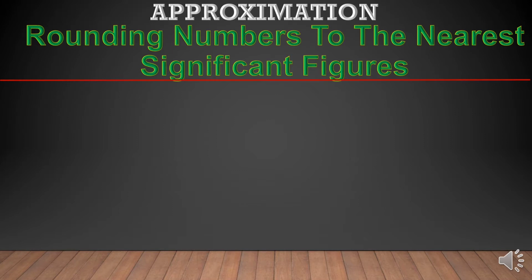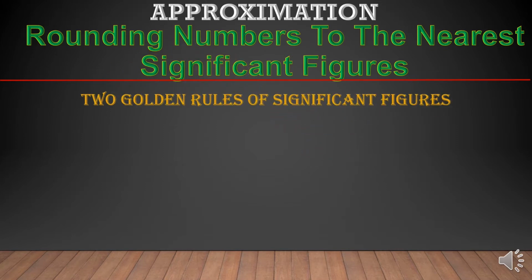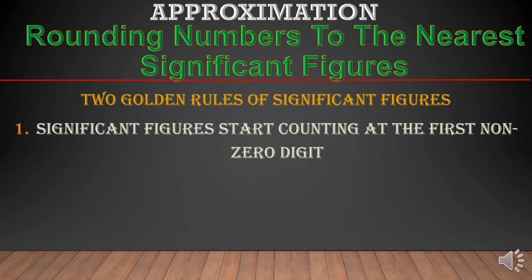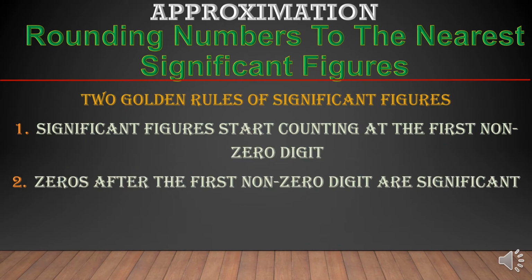Under approximation, we're looking at how to round to the nearest significant figures, and this was what brought about my trick question. I have two golden rules. The first one is that significant figures start counting at the first non-zero digit. That is to say, the first number that is not 0 is your first significant figure. Do you get that?